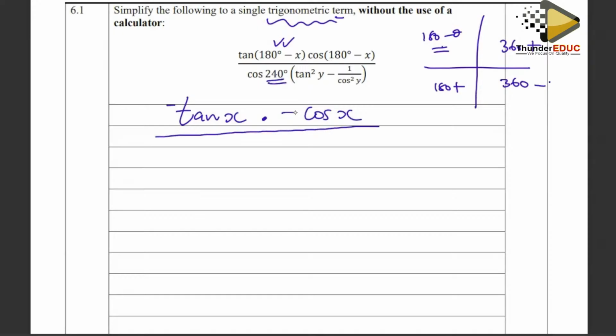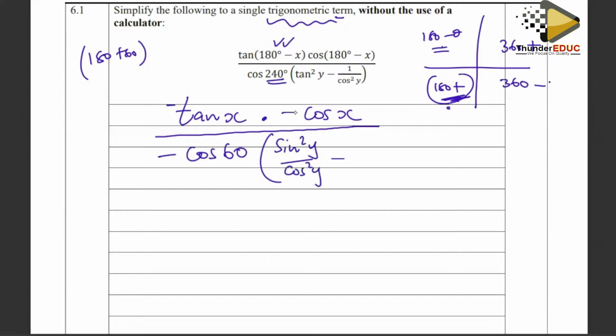Which quadrant is 240? It's in the third quadrant, which is 180 plus. So that's the same as 180 plus 60, because 240 minus 180 gives you 60. And we know that in this quadrant, the cos is negative. So it's the same as someone saying negative cos of 60. And then when we look at this, what's going on there? We can change the tan squared into sine squared y over cos squared y minus 1 over cos squared y. Okay, beautiful.